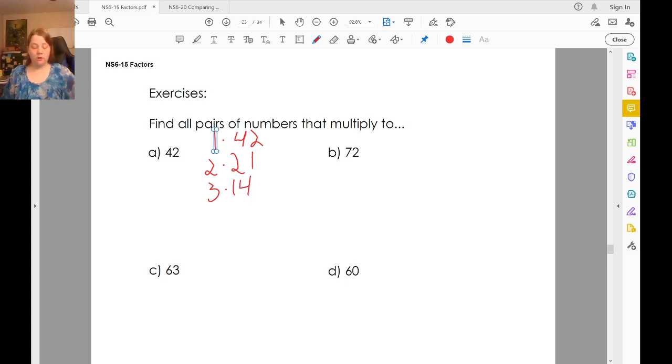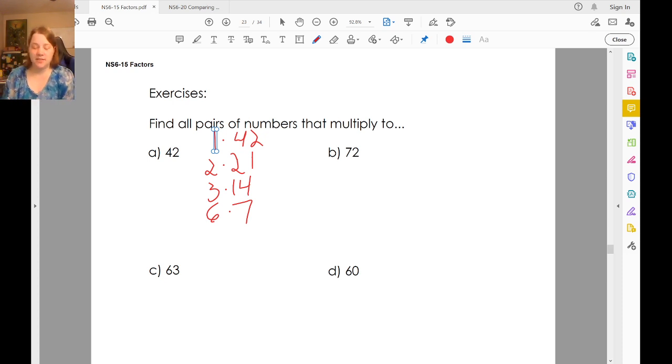Now, can 4 go into 42? No, I know that. 5? No. 6 into 42? Yes. 6 times 7. And because I've reached 6 times 7, I know the next factor is going to be 7 times 6. So I'm at the end. These are all the pairs of numbers that multiply into 42.